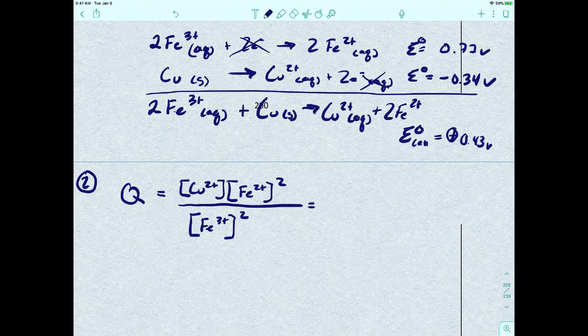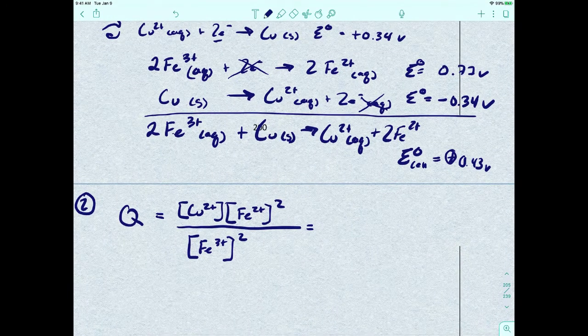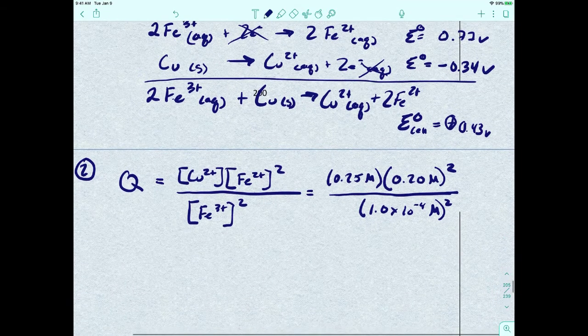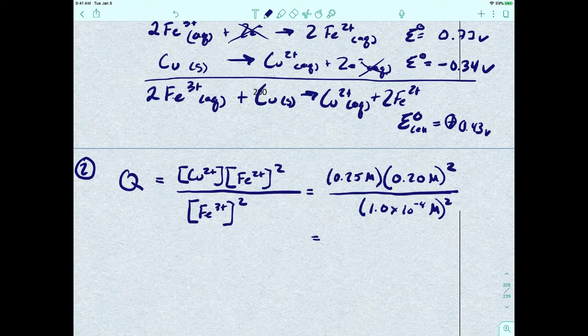According to our problem, we know those values. The concentration of copper 2+ is 0.25 molar. The concentration of iron 2+ is 0.20 molar, and that number is squared, divided by the concentration of Fe3+, which is 1.0 times 10 to the minus 4th molar, also squared. If you take 0.25 times 0.2 squared, and divide it by 1.0 times 10 to the minus 4th squared, that value should be 1.0 times 10 to the 6th.